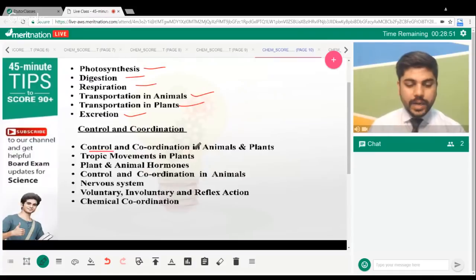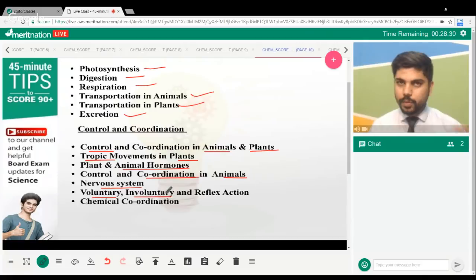If I talk about control and coordination in animals and plants, what are their mechanisms, how basically this thing happens, you should be well thorough with. Tropic movements in plants and animal hormones, control and coordination in animals, nervous system, voluntary, involuntary, what do you mean by them, what are the differences between them, and reflex section. And yes, chemical coordination is again an important topic. Right. Now, again, let us move further.